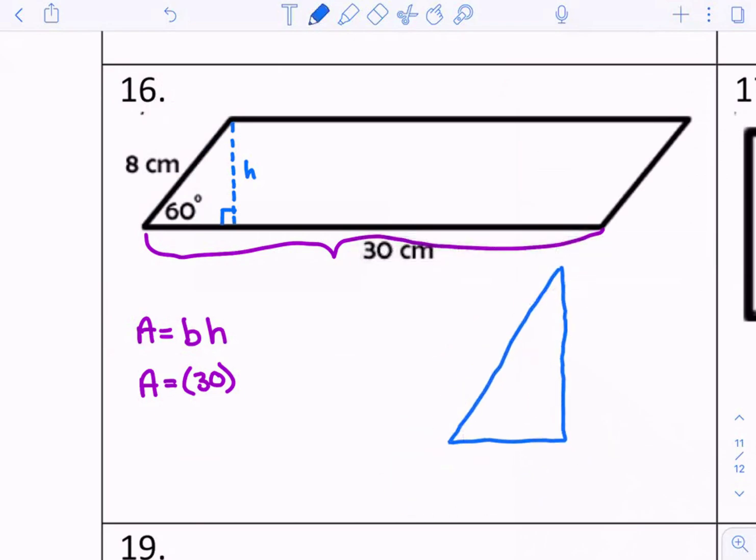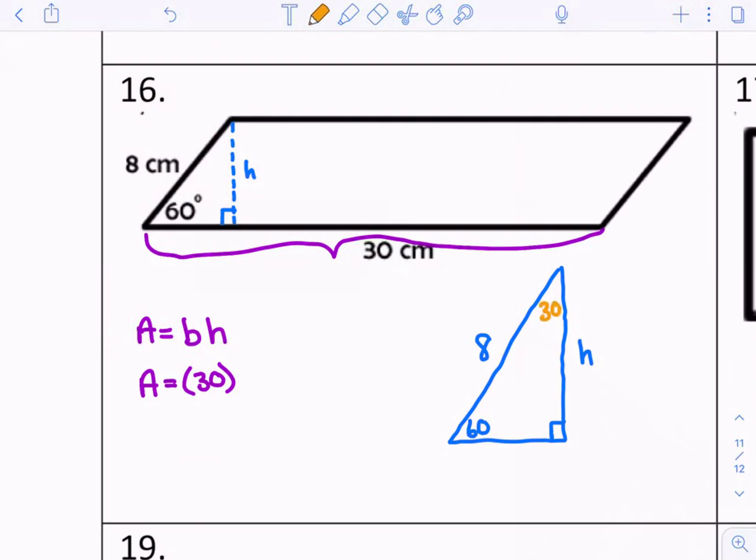Okay, so we have a 90-degree angle. We're trying to find this height. We know this is 60, and we know this is 8. Now, how does that help us? What kind of triangle is this? Well, we have a 90, we have a 60. That must mean that our missing angle is 30. We have a 30, 60, 90 triangle.